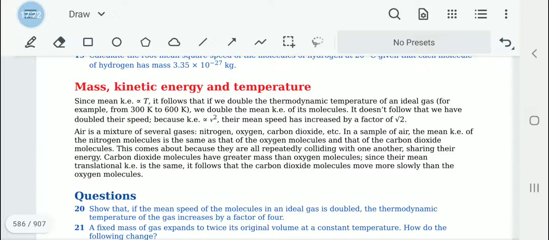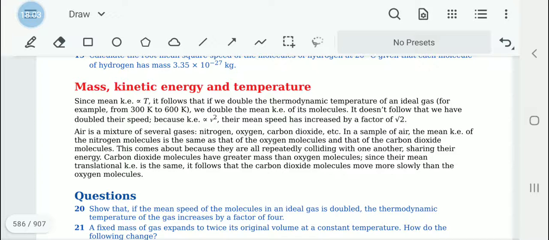Air is a mixture of gases. You know that the air around us is mostly made up of nitrogen, but there are other gases in different proportions: nitrogen, oxygen, carbon dioxide, etc. There are many gases in the atmosphere. The mean kinetic energy of nitrogen is going to be the same as that of oxygen and also of carbon dioxide. How is this? Because they repeatedly collide with one another. Nitrogen doesn't collide only with nitrogen. They collide with oxygen, carbon dioxide, everything.